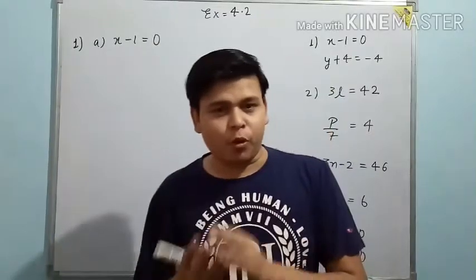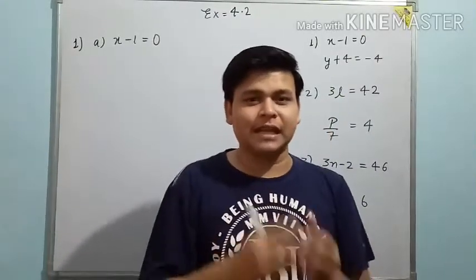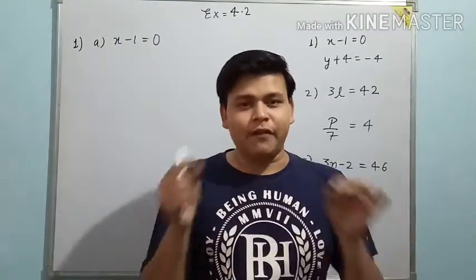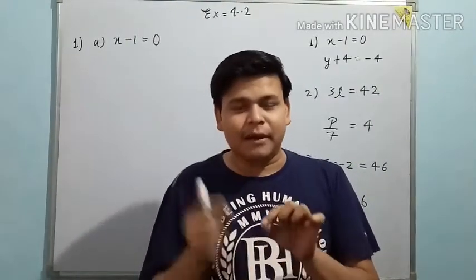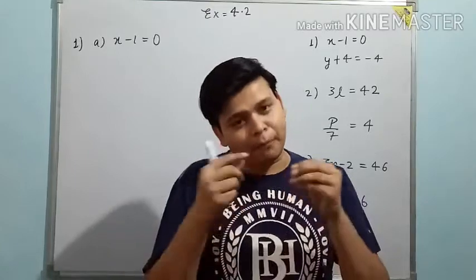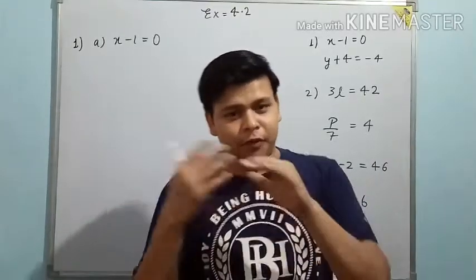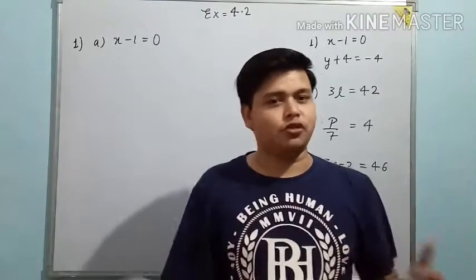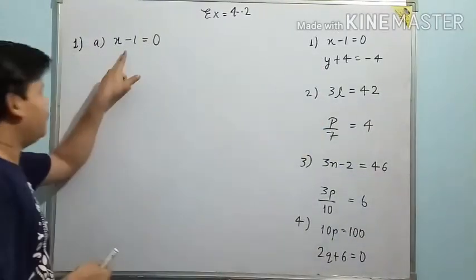If any number is added, so what will you do? You will subtract the same number in both the sides. If any number is multiplied by the variable, then you will divide by that number in both the sides. If divide है तो आपको multiply कर देना है, अगर add है तो subtract कर देना है, and so on. Okay, so let's start. Like we have here -1.